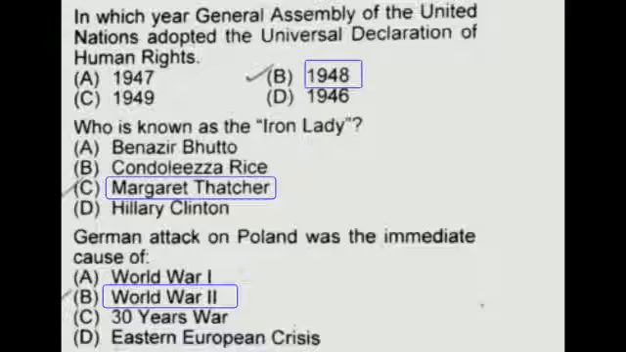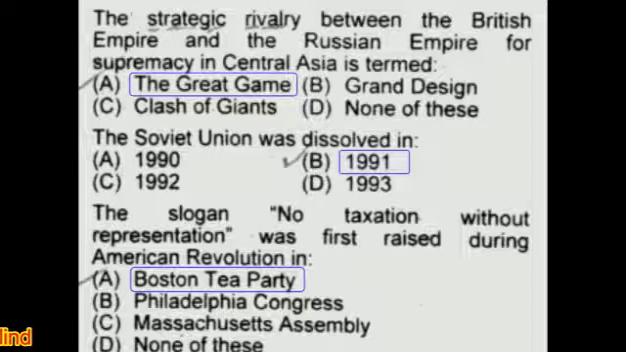Number 66. German attack on Poland was the immediate cause of. Answer is World War II. Number 67. The strategic rivalry between the British Empire and the Russian Empire for supremacy in Central Asia is termed. Answer is the Great Game.